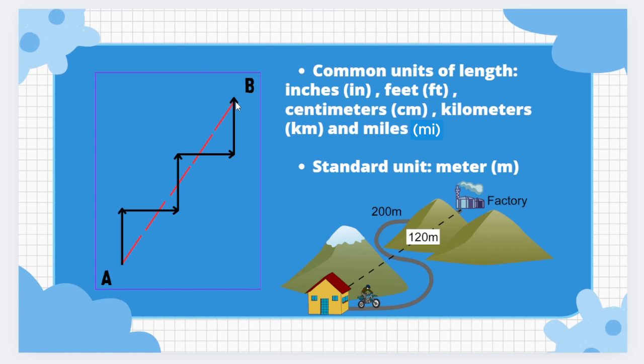However, if we want the displacement, then we only consider the straight line distance between A and B, and that is given by the red line. So whatever the length of the red line, that would be the displacement of the object. Ganon din po dito sa isang picture pa po rito, yung lalaking nagmomotor from house to the factory. So he traveled 200 meters from his house to the factory. However, the displacement is 120 meters.